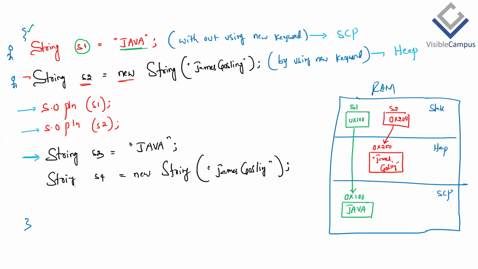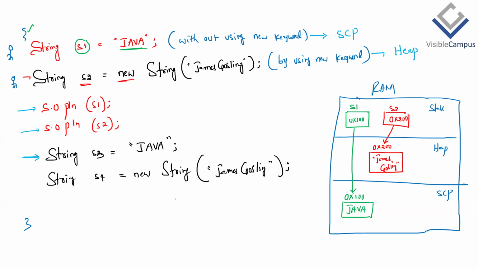String constant pool, because it is a string constant, because no new keyword is used. Correct or not? You have some doubt? Tell me. Okay, then you are thinking it will not be stored.